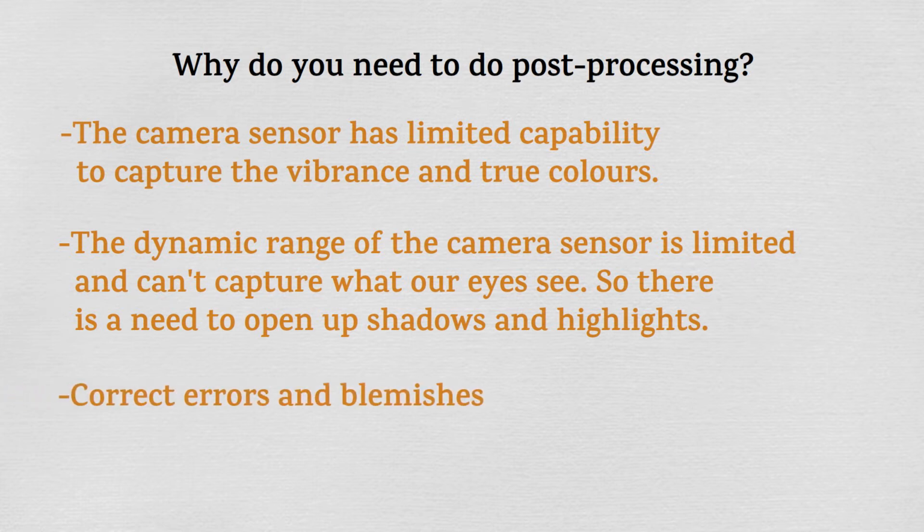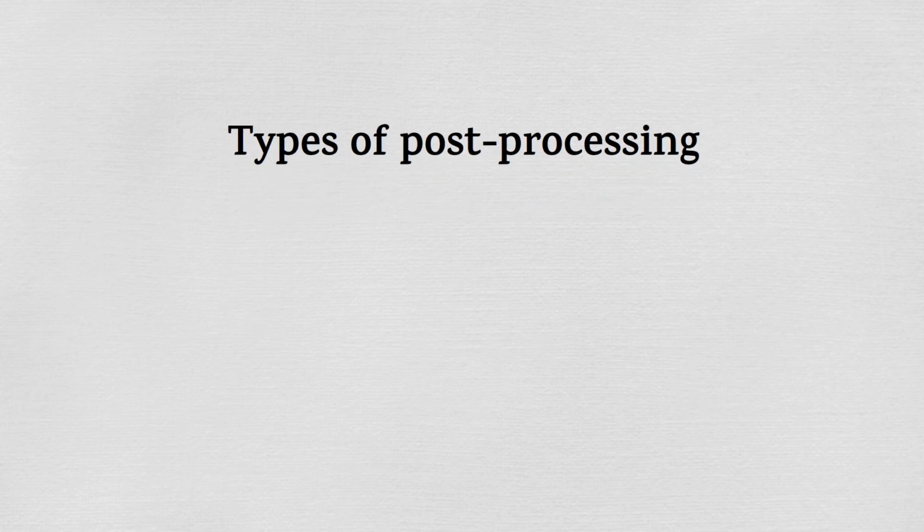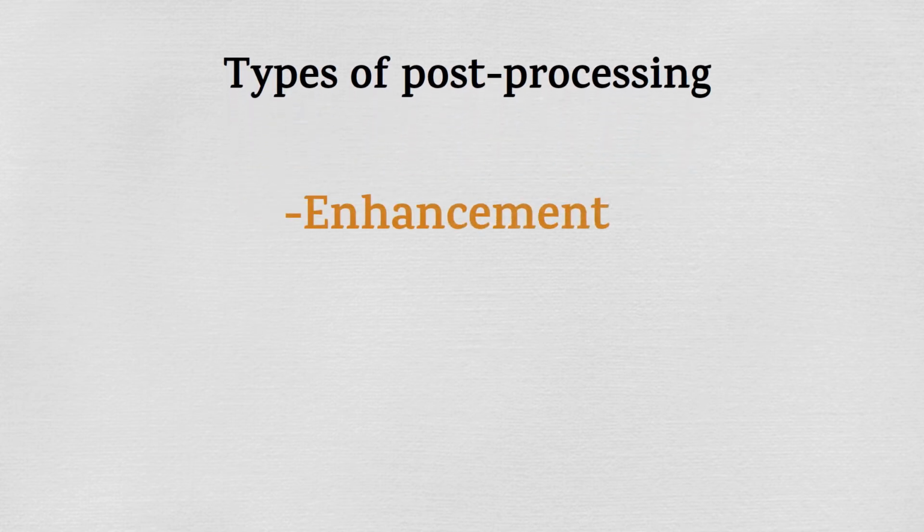Also, it is required to correct errors and blemishes. For example, if you have dirt spots on your lens or on your sensor, you have to remove those, and also to sharpen the picture and remove noise. There are three types of work which you do in post-processing. One is enhancement, one is correction, and one is digital alteration.